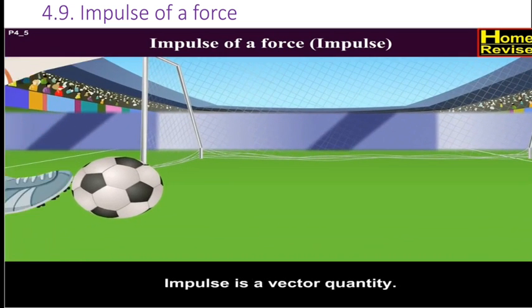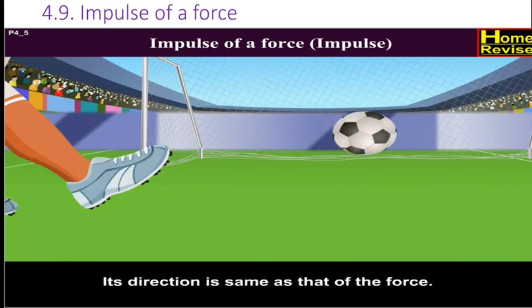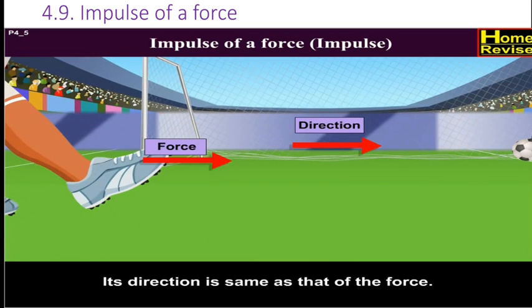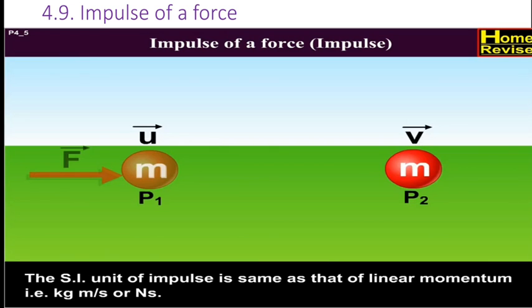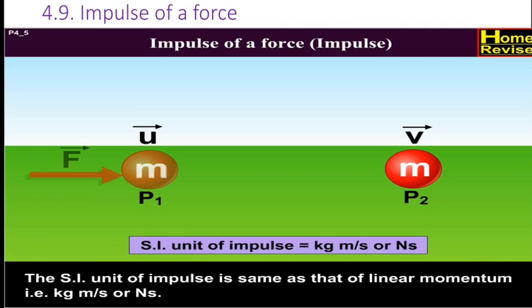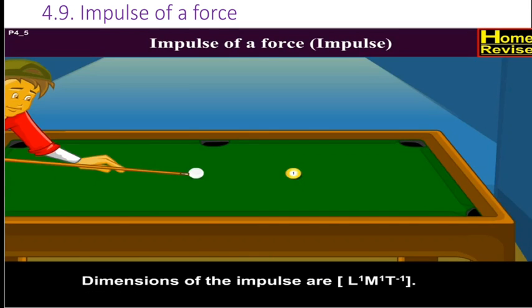Impulse is a vector quantity. Its direction is same as that of the force. The SI unit of impulse is same as that of linear momentum, that is kg meters per second or Newton seconds. Dimensions of the impulse are L raised to 1, M raised to 1, T raised to minus 1.